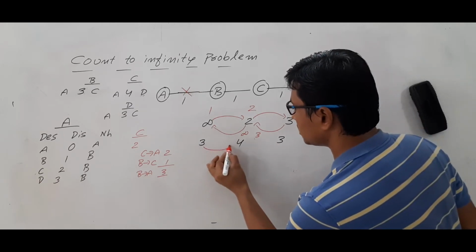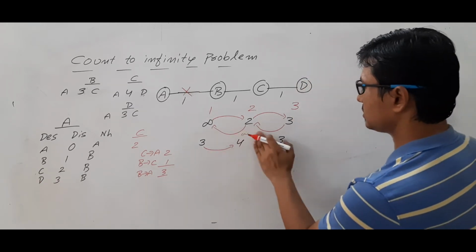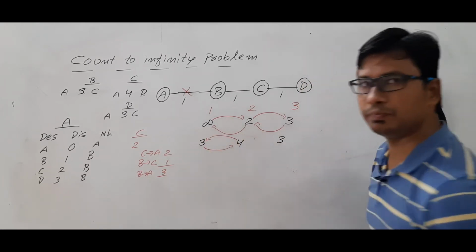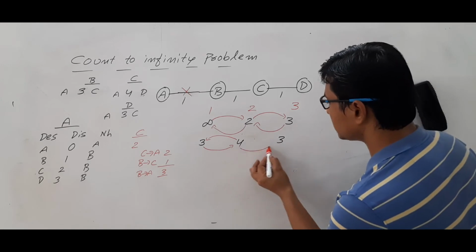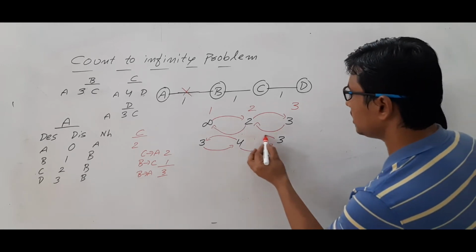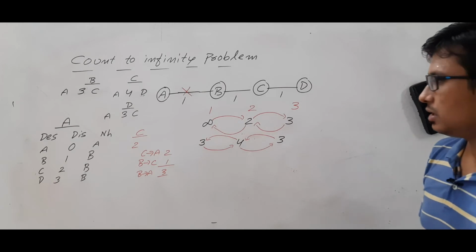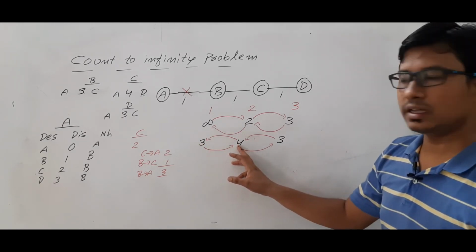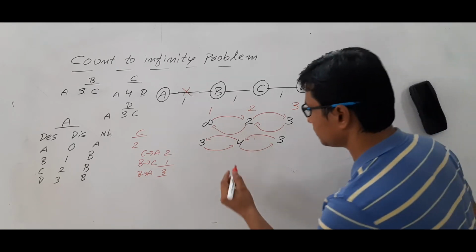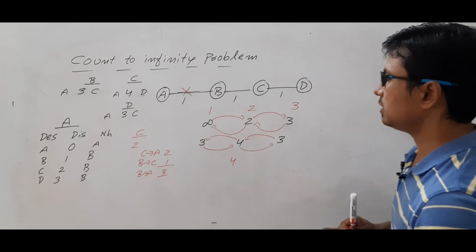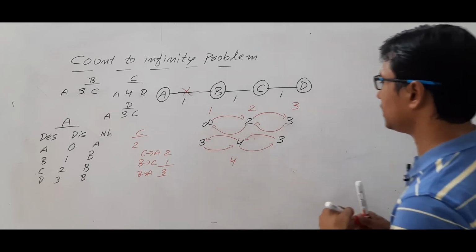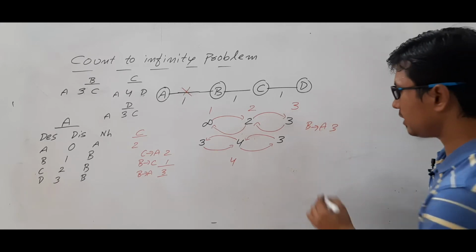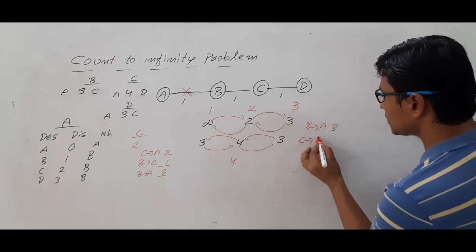B will exchange the information with C. C will exchange the information with B. Similarly, D will exchange the information with C. C will exchange the information with D. Now what will happen? Can you tell me? This is receiving 3. 3 plus 1 is 4. Why so? Because it is receiving from B that B to A distance is 3 and C to B distance is 1.